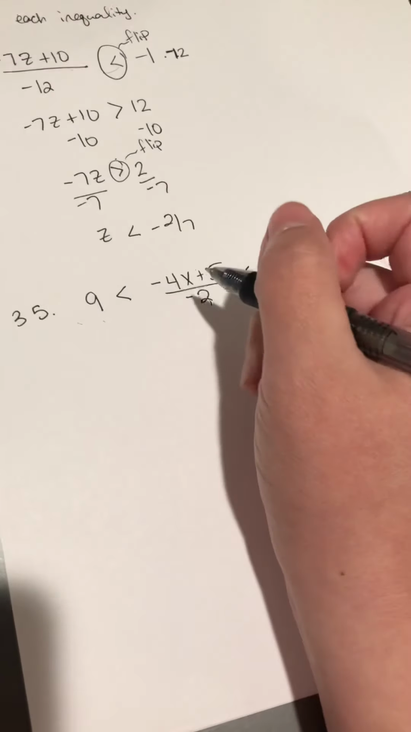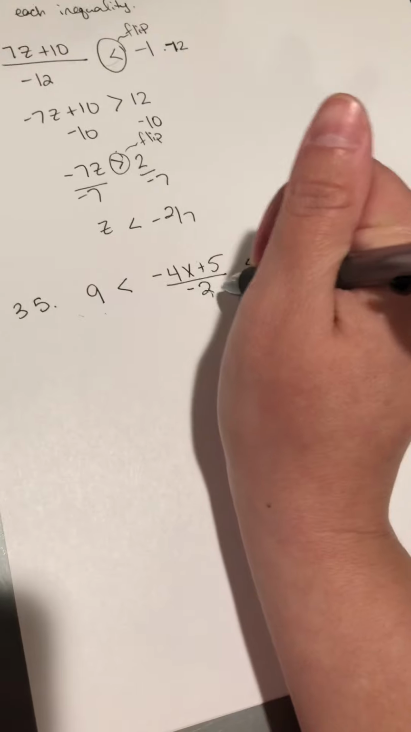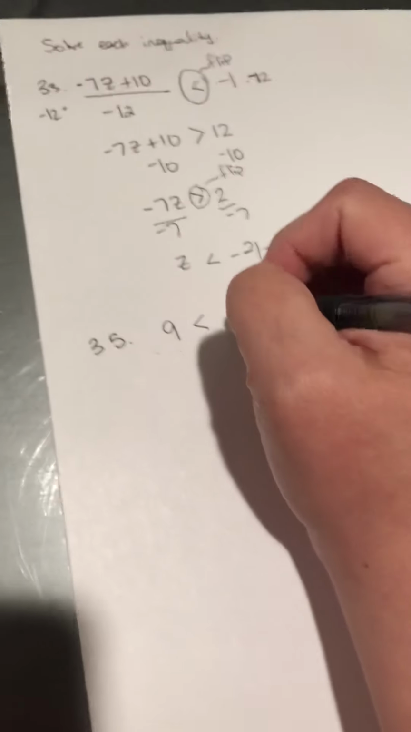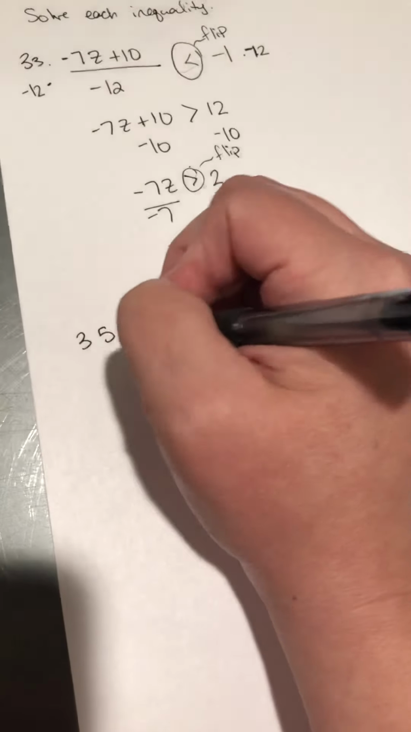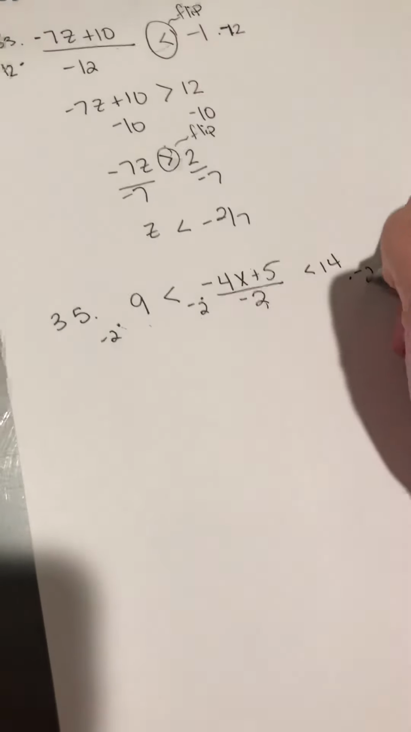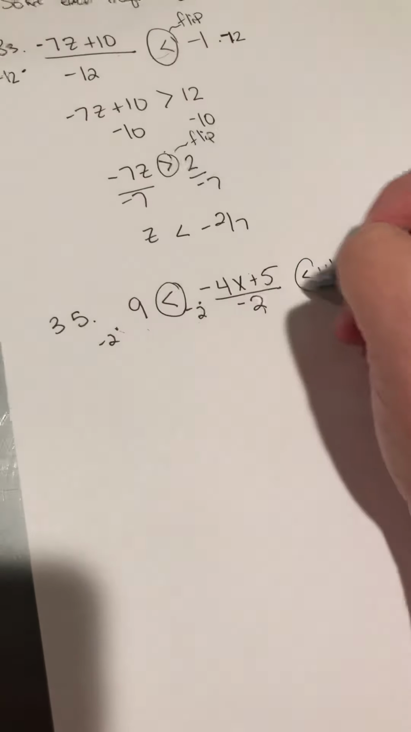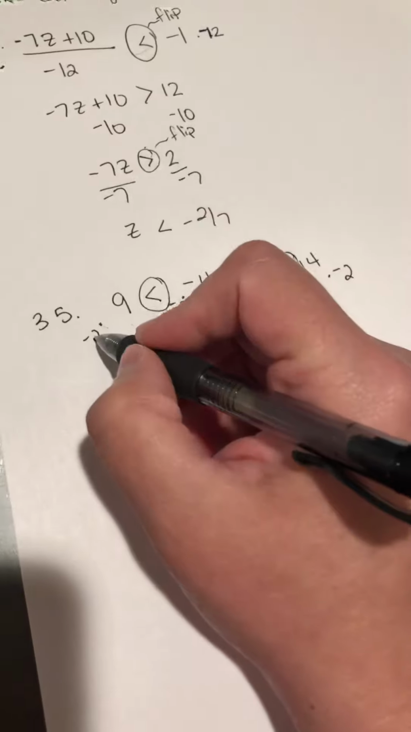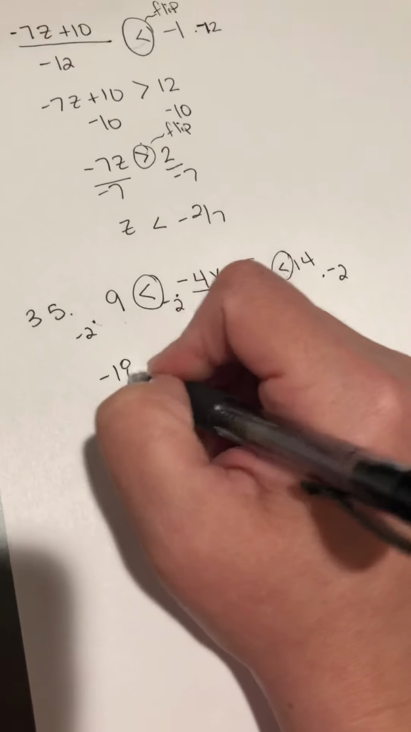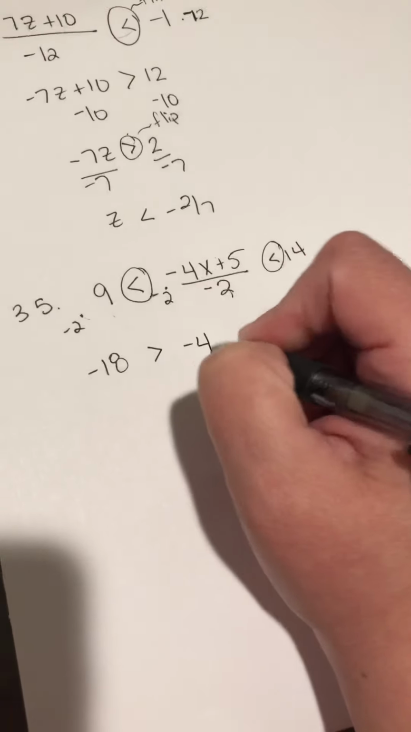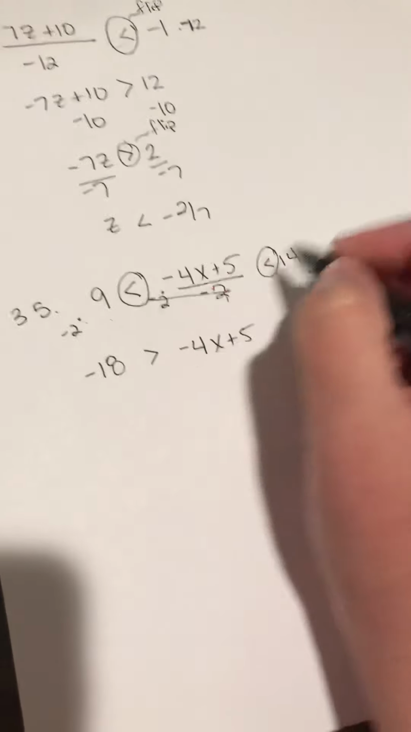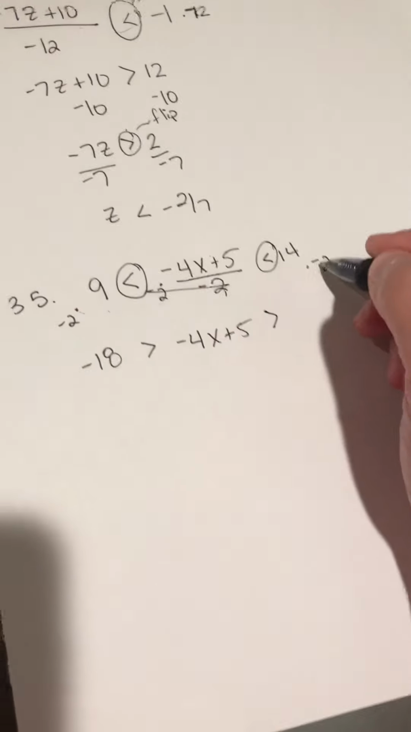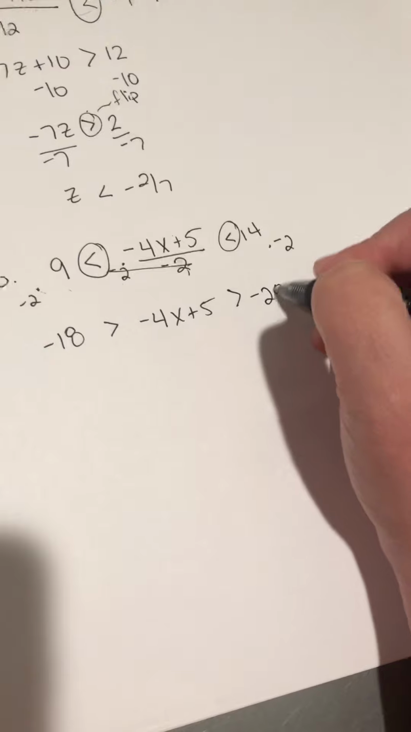So if I have division by negative 2, I'm going to multiply by negative 2 in all three places. And again, because I'm multiplying by a negative, I have to flip those. So I've got negative 2 times 9 is negative 18, is greater than negative 4x plus 5, because this is gone, is greater than 14 times negative 2, which is negative 28.